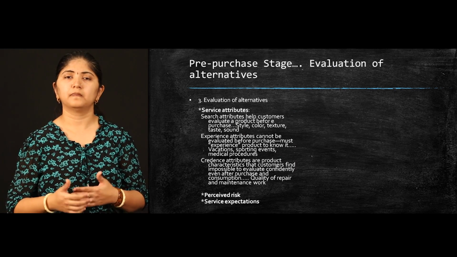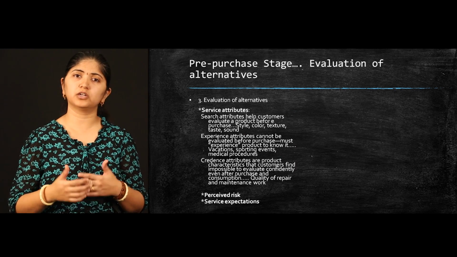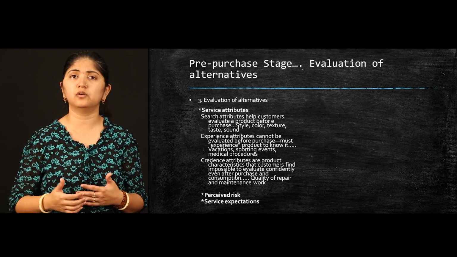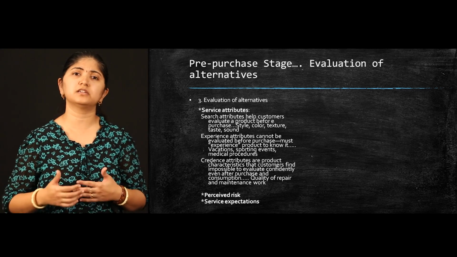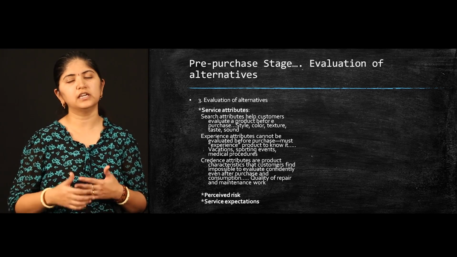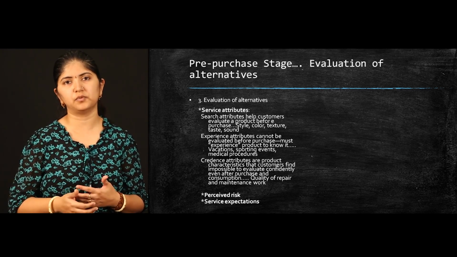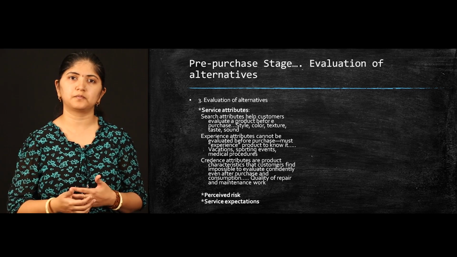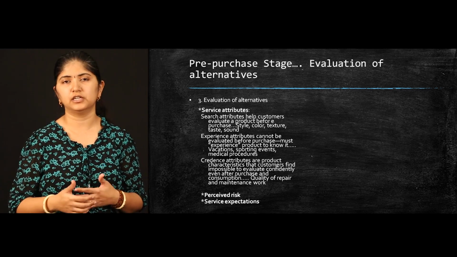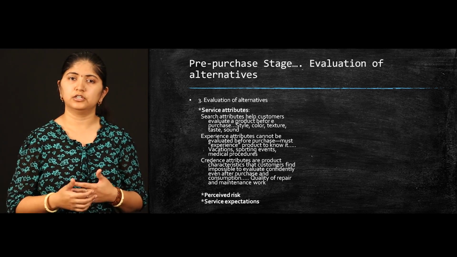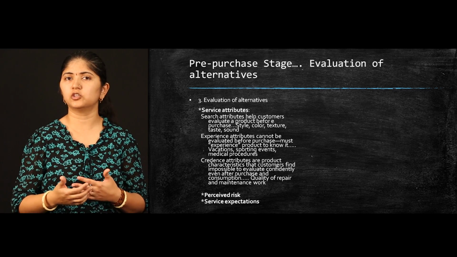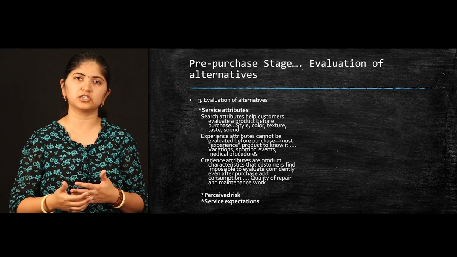Search attributes: in these, you are very much sure about the service performance before consuming, for example the style, design, sound, etc. In the case of experience attributes, it is very difficult before consuming. You have to experience the service first, then you'll be able to judge the service performance. In the case of credence attributes, even after experiencing the service, certain services are difficult to judge. These are credence attributes. The example could be repair and maintenance done on your possession, where you are not clear even after experiencing the service.